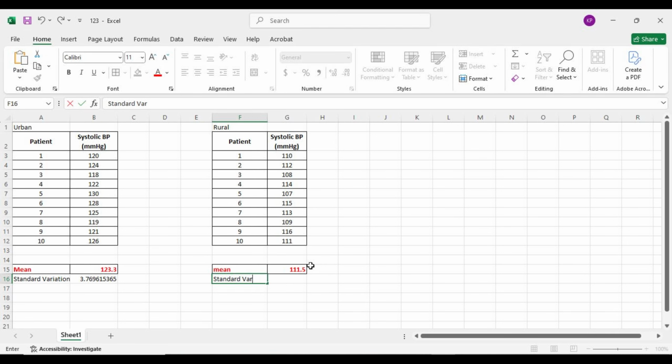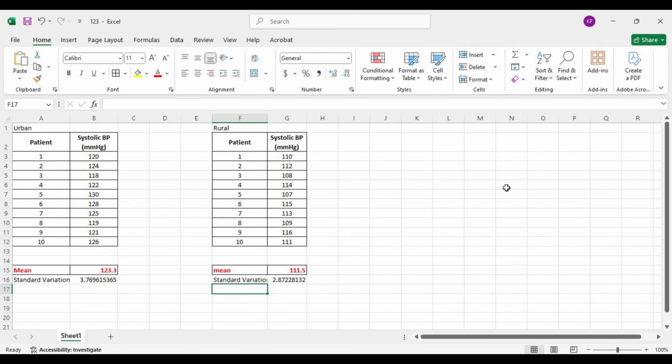Now calculate the standard deviation of the rural group. STDEV, double click on it, select the range and close bracket, and the standard deviation of this rural group is 2.87.